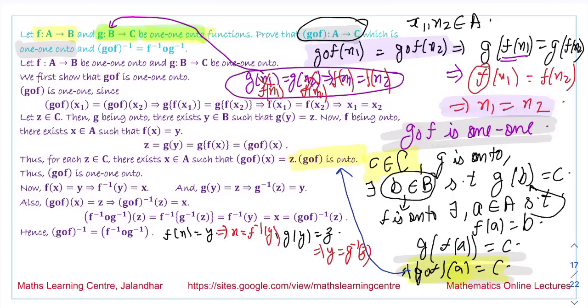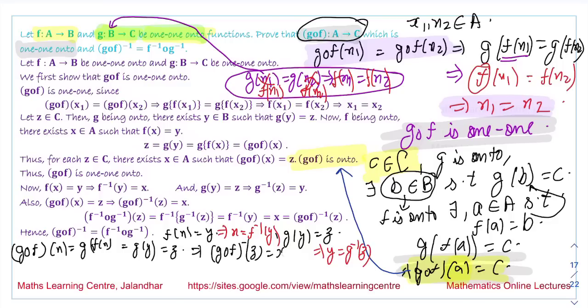Now from this, if we want to calculate the value of gof(x), the answer we have is g(f(x)). This is equal to g(y), and that is equal to z. So this implies that gof inverse of z is equal to x. This result is mentioned over here: gof(x) is equal to z implies gof inverse of z is equal to x.